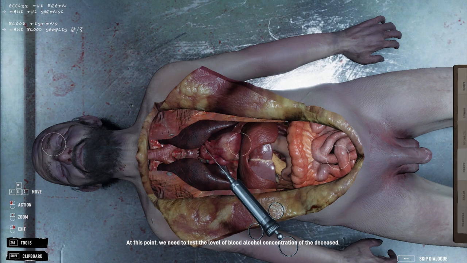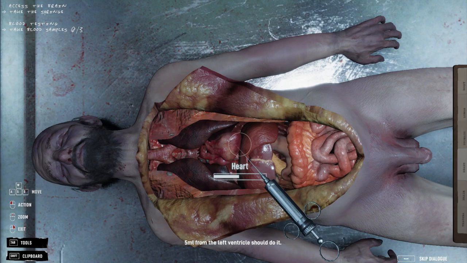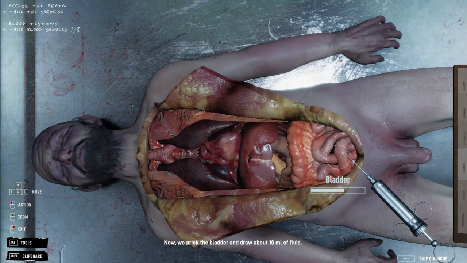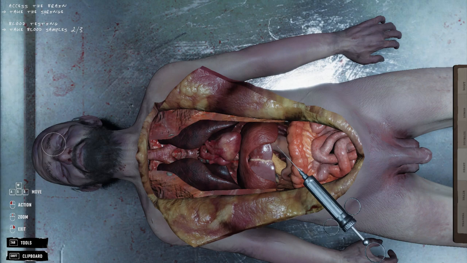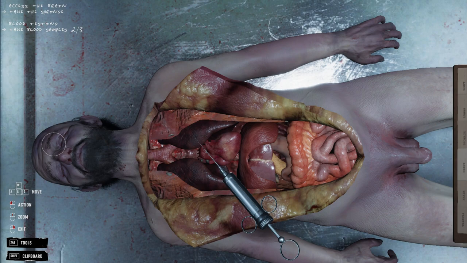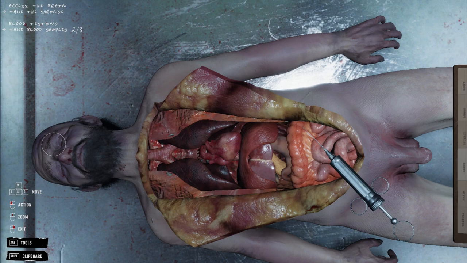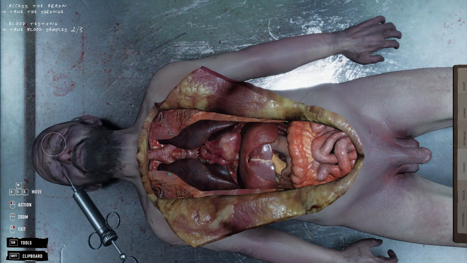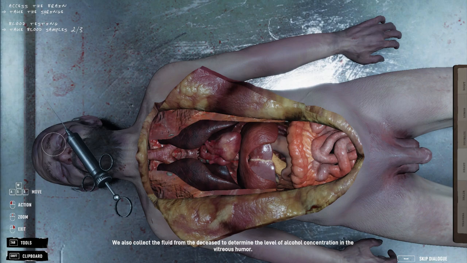At this point, we need to test the level of blood alcohol. We move on to collecting blood from the heart. 5 milliliters from the left ventricle should do it. Now, we prick the bladder and draw about 10 milliliters of fluid. We also collect the fluid from the deceased to determine the level of alcohol concentration in the vitreous humor.